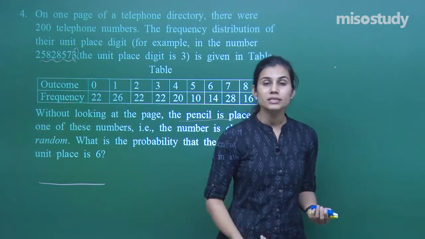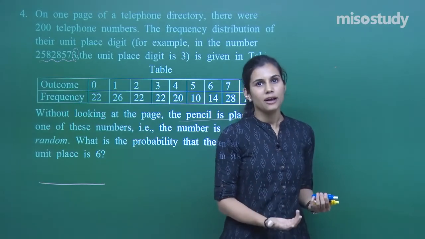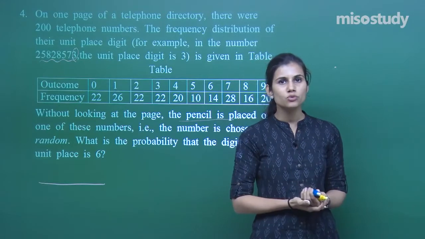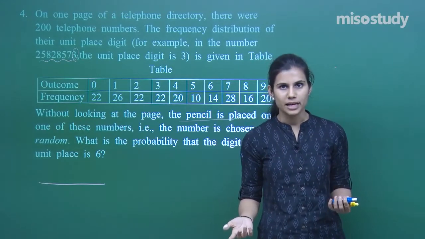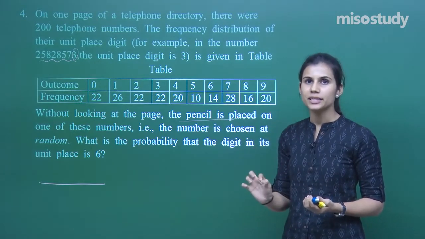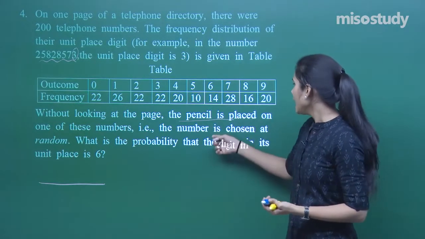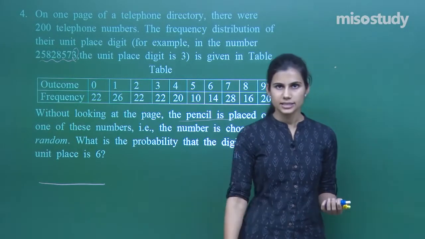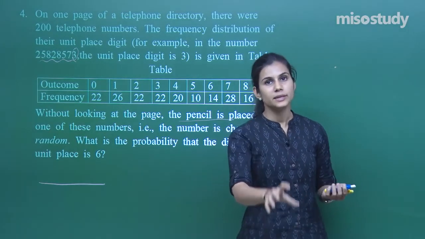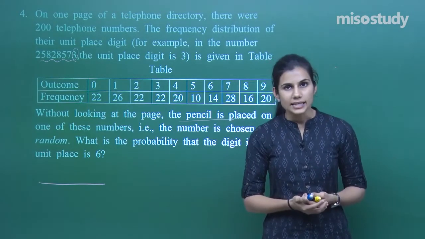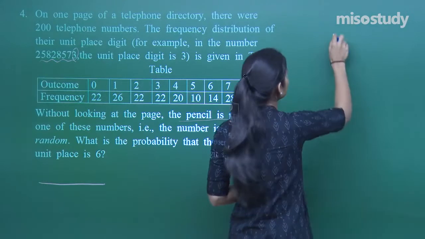So, how many possible outcomes do I have when I am picking up one phone number out of these 200? 200 possible outcomes I have, right? Over here, I will say the total number of outcomes that I have is 200, and I have to find the probability that the digit in the unit place is 6. I have to find out the probability that the phone number being selected has unit digit as 6.